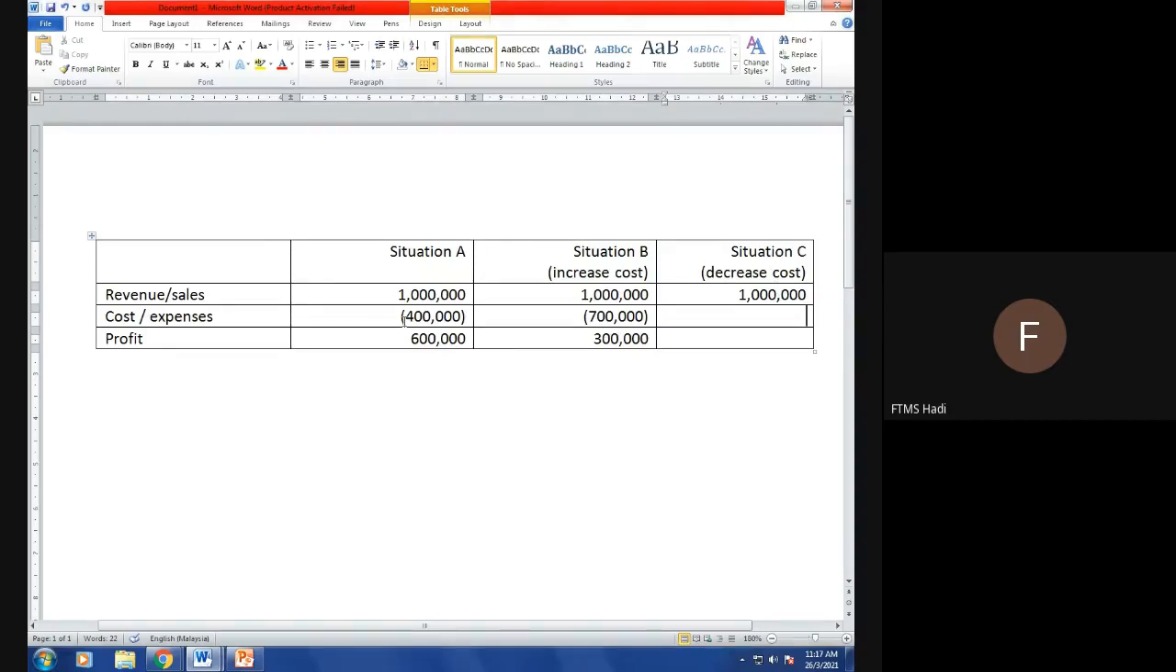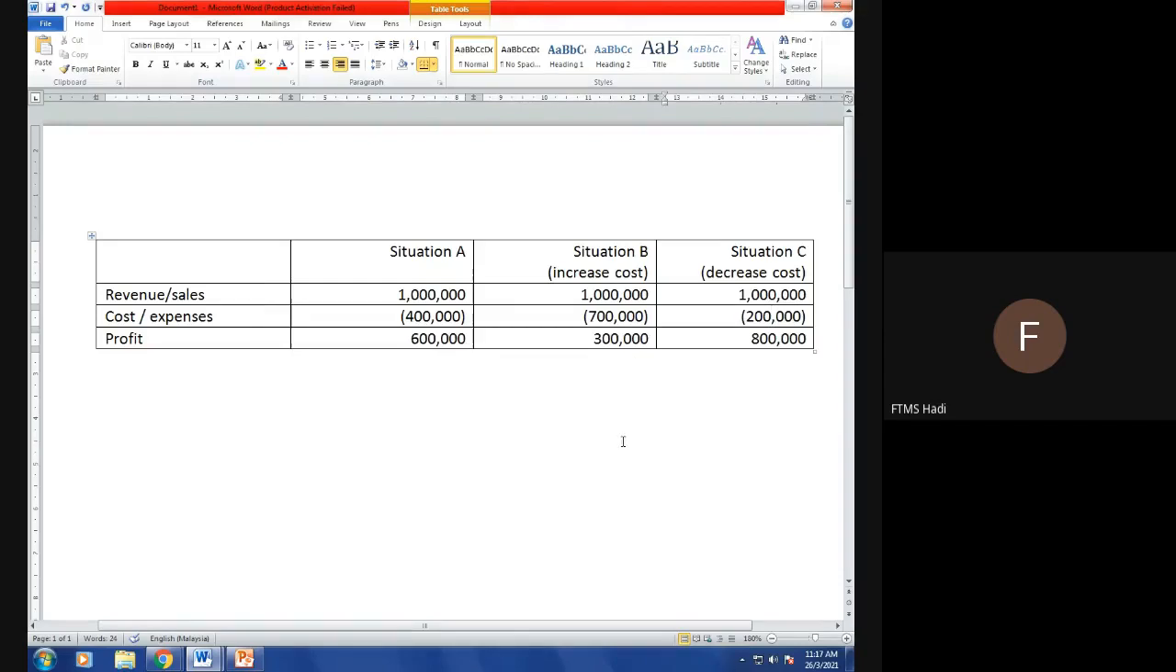Decreasing cost, that means from situation A, 400,000 decreased to 200,000. So 1 million minus 200,000 is 800,000. As you can see here, situation B profit is 300,000, but situation C profit is 800,000. What does that mean? That means if the cost or expenses increase, the profit will become lower. But if cost or expenses decrease, which is cutting cost, the profit will become higher, which is 800,000.